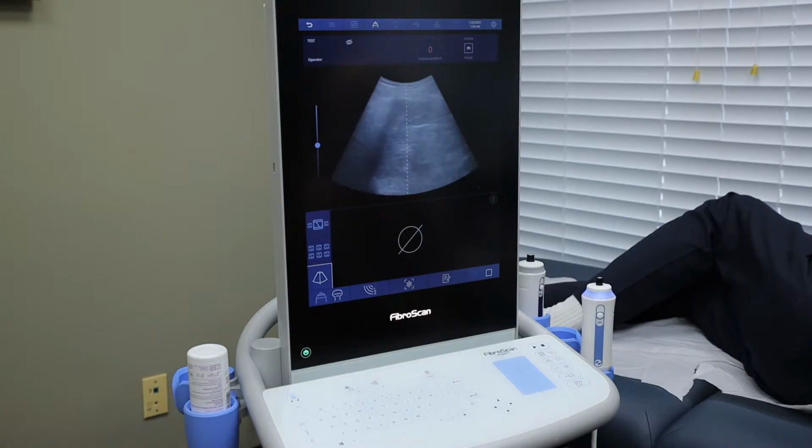Here we can see the spleen, and now I am trying to bring the center of the spleen along the vertical dotted line on the Fibroscan screen. Now we see the center of the spleen is focused, and we can see the kidney as well.